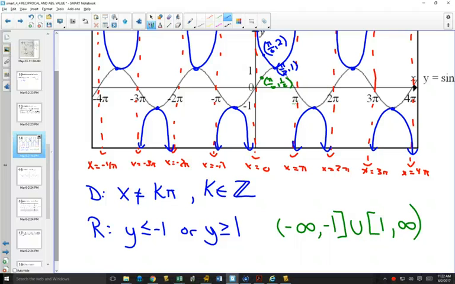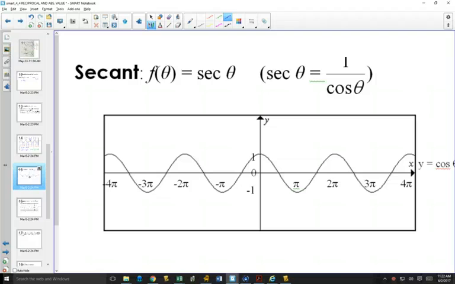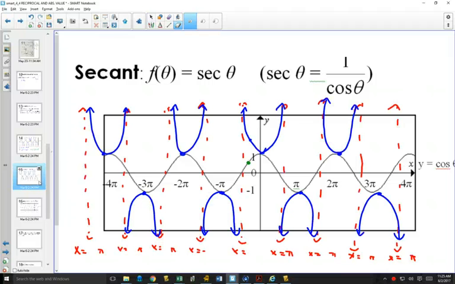I'm going to get you to do the next one. I'm going to give you a head start to see if you can graph the secant graph. All right, how did you do? I'm just going to label these. Asymptotes.